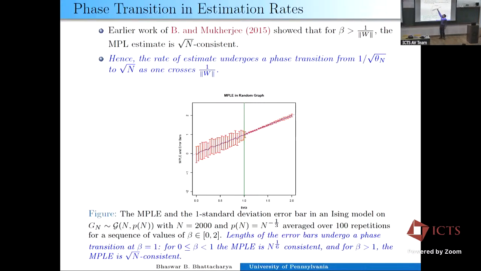So I plot the estimate and I plot its error bars. See, the error bars are much larger here because the rate is much slower here. And suddenly the error bar becomes smaller, and it's sharp at 1. That's a phase transition, right? So exactly where the model undergoes a phase transition, the statistical rate of estimation also undergoes a phase transition from something slower to something which is parametric. Okay, all right. So I think that's sort of the end.